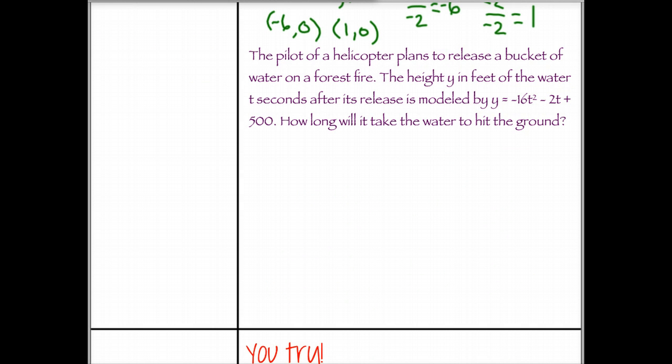So I know that all of you have been at the edge of your seats wondering, Miss Ganter, when are we going to be able to do a word problem? Well, you're in luck because today's the day.